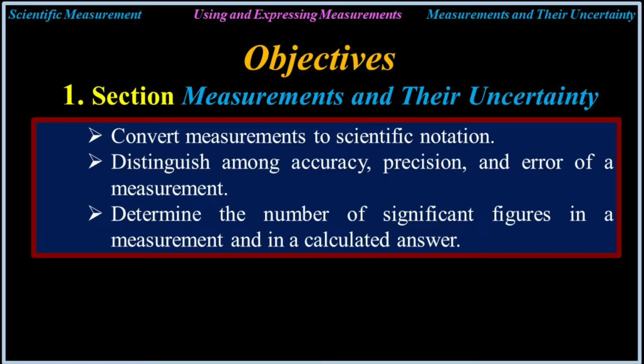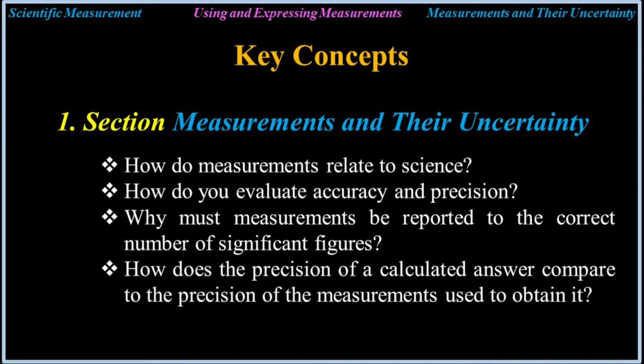Objectives, section 1, measurements and their uncertainty. 3 objectives: convert measurements to scientific notation, distinguish among accuracy, precision, and error of a measurement, and the third objective, determine the number of significant figures in a measurement and in a calculated answer.